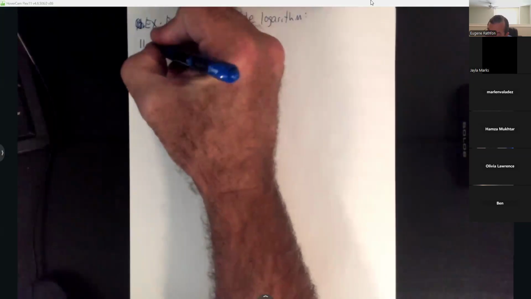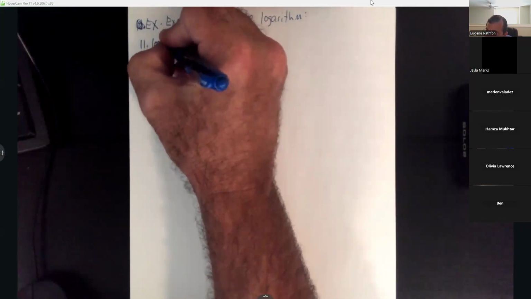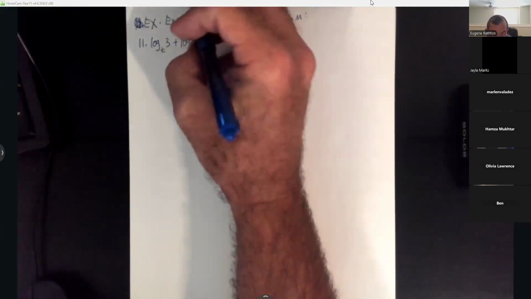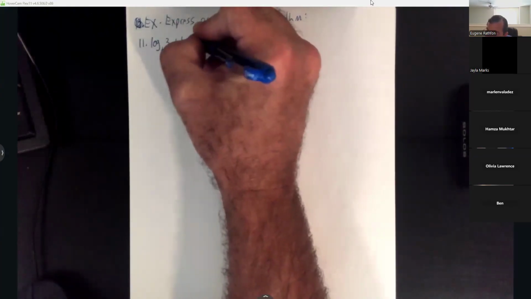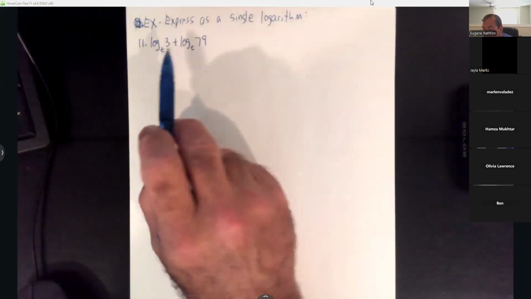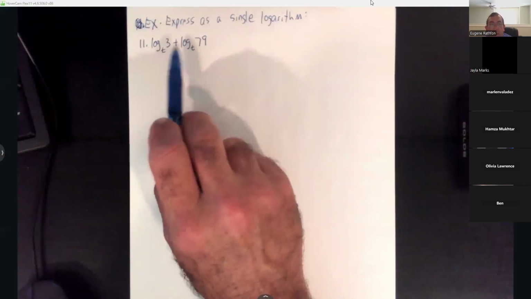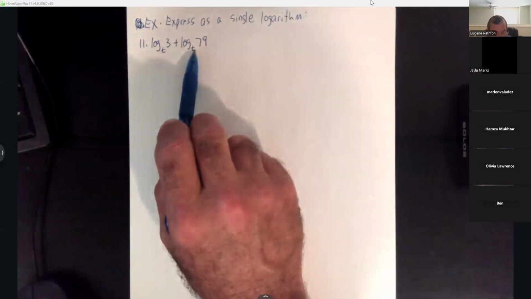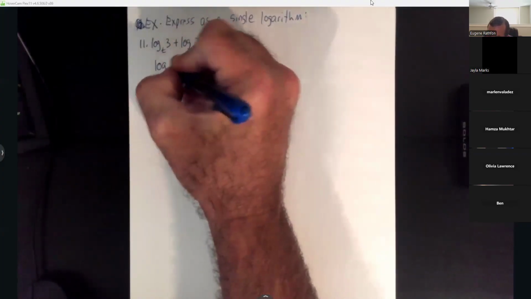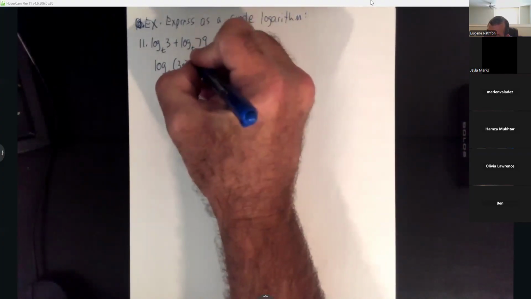So my number 11 has a log base t of 3 plus a log base t of 79. Now, what's enabling me to write them as single logs is they gotta have the same bases, okay? So both of these are a log base t. So I can rewrite this as a log base t of 3 times 79.